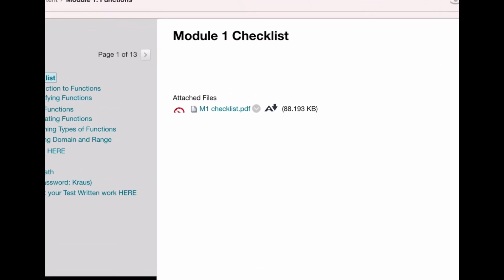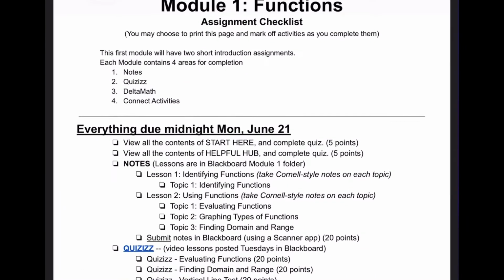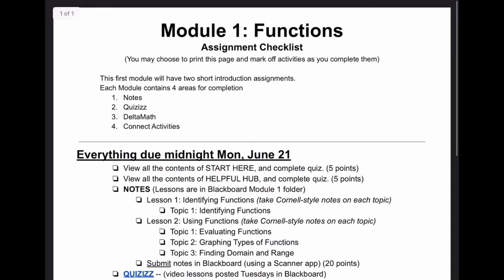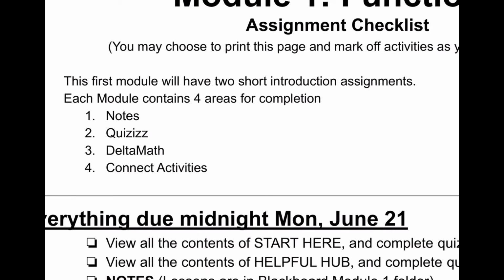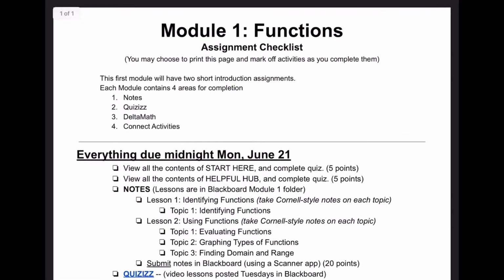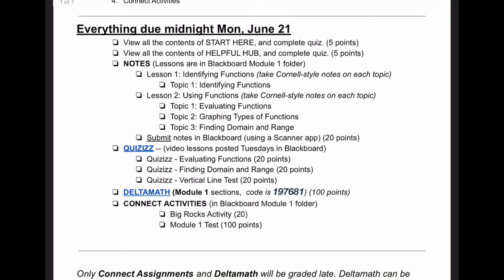Next I'm going to click on the Module 1 checklist, and that's going to show everything that's going to be due for this module. At the top, it does say you might want to print this out, but it's an overview of what each module is going to have. It's going to have a notes section where you watch some videos and write down a certain kind of notes called Cornell notes. There are some examples in there that we'll take a look at also. Quizzes, that's something that we'll do every module. Delta Math, and also a Connect activity.